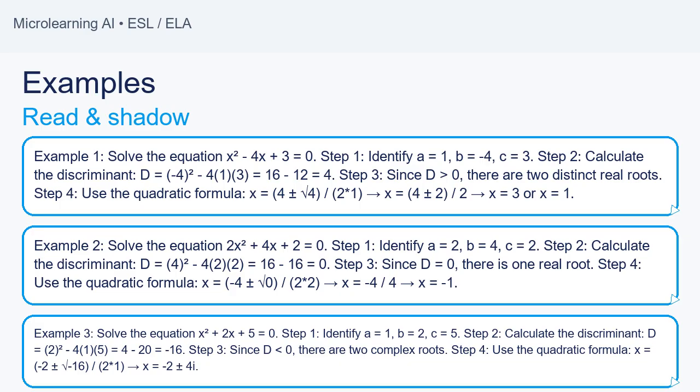Step 4. Use the quadratic formula. X equals 4 plus or minus the square root of 4, over 2 times 1. X equals 4 plus or minus 2 over 2, so x equals 3 or x equals 1.